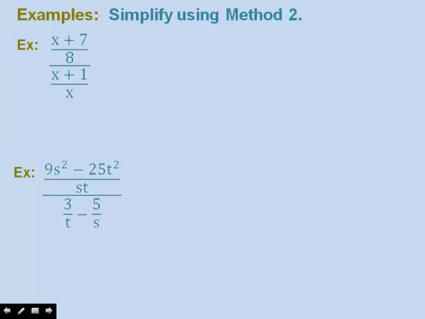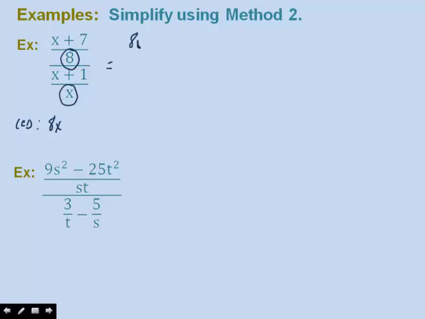So we're looking at all of our rational expressions and our denominators. Here we have an 8 for a denominator. Here we have an x for a denominator. So that means our LCD, if we have an 8 and an x, would just be the product of those two. So our LCD would be 8x.